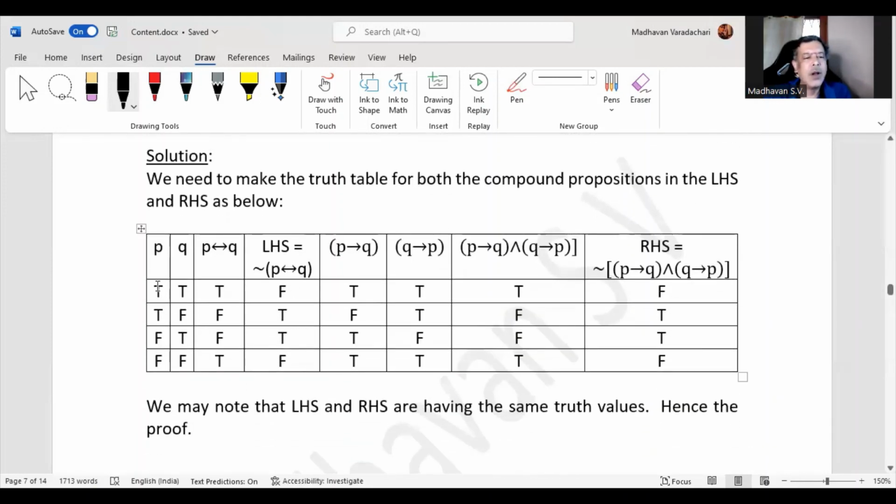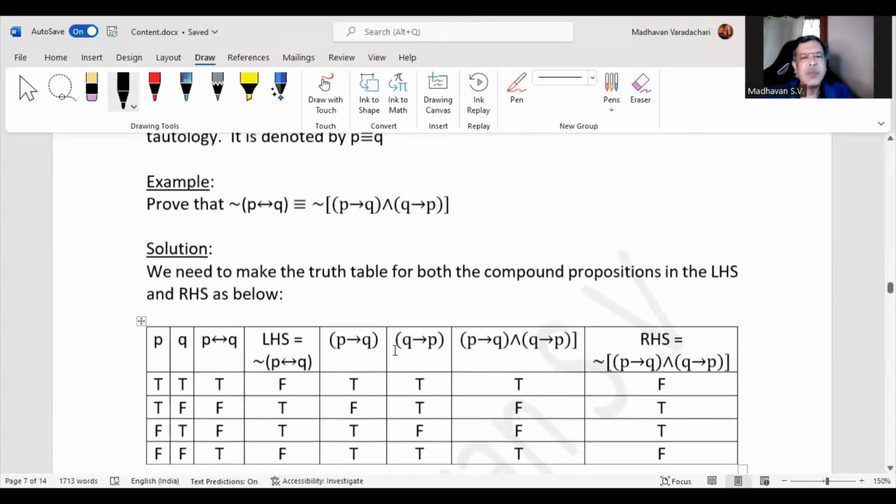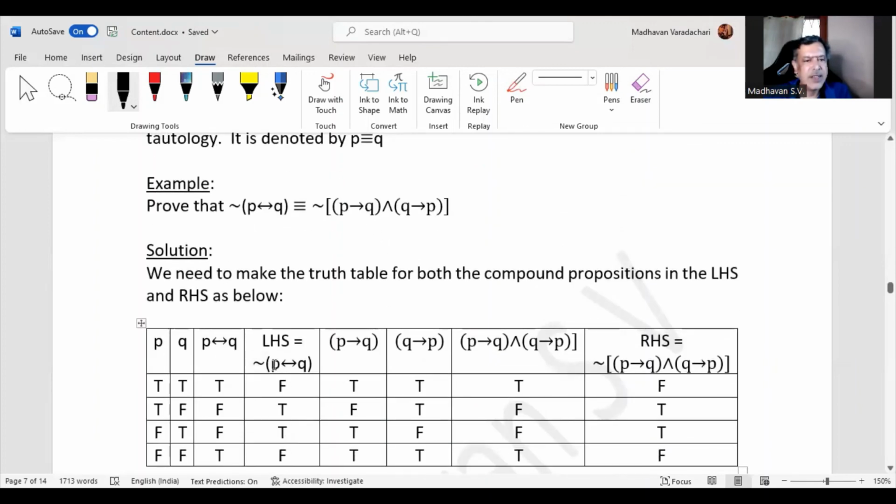First of all, we consider all possible values of P and all possible values of Q. Then we write the double implication, P double implies Q, meaning P biconditional Q. You know that only if these truth values are the same, we will have true, otherwise it will be false. So here it is the same, so it is true. Here it is the same, it is true. This one and this one are false. The negation of this, not of P double implies Q, will have the opposite of all these: F, T, T, F. This is finally our left-hand side.